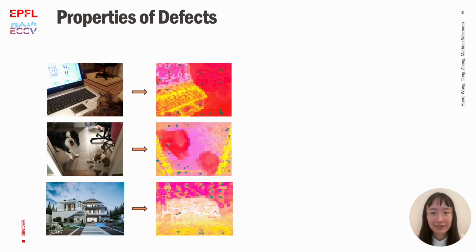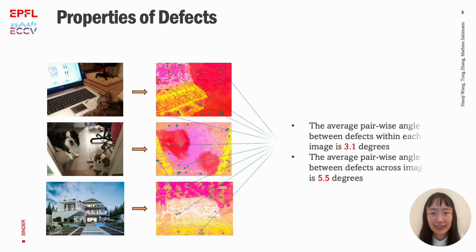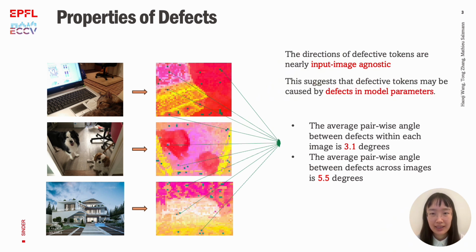We observed that the defective tokens across different images share a common direction. Specifically, the average pairwise angle between defects within each image is 3.1 degrees, and the average pairwise angle between defects across images is 5.5 degrees. This shows the directions of defective tokens are nearly input-image agnostic, and suggests that defective tokens may be caused by defects in model parameters. Motivated by this, the first objective of our work is to predict the direction of defective tokens from model parameters.